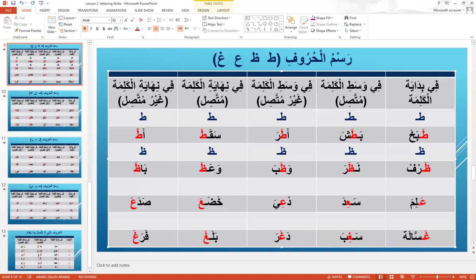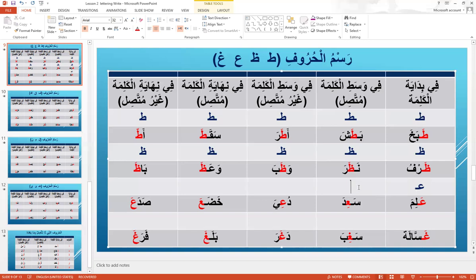So we have Ain and Ghain. Ain and Ghain also are written the same way. And both of them are from the alphabets that join on the left by default. So Ain is going to be written like this with its connection on the left by default in the beginning.